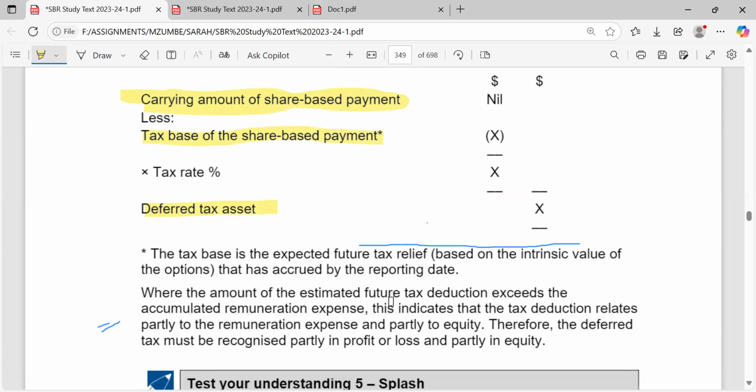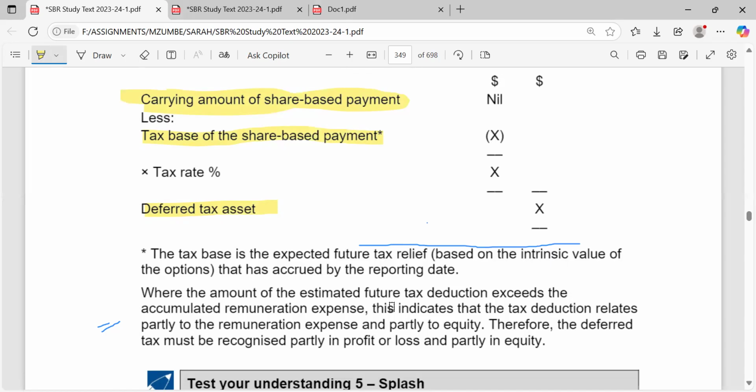told where the amount of the estimated future tax deduction exceeds the accumulated remuneration expense. What happens then in case of this situation? The amount of estimated future tax deduction exceeds the accumulated remuneration expense. It means this indicates that the tax deduction relates partly to remuneration expense and partly to equity, right?